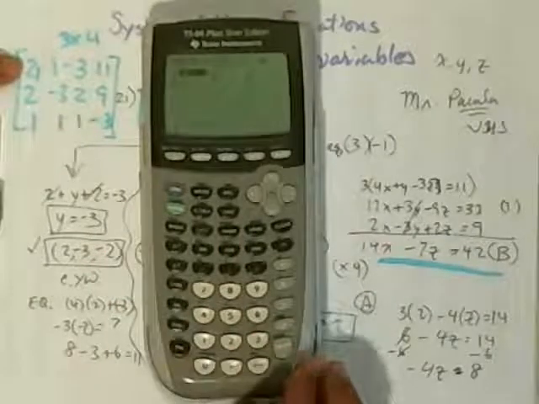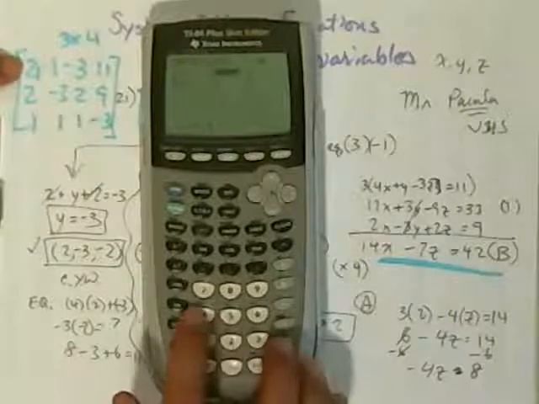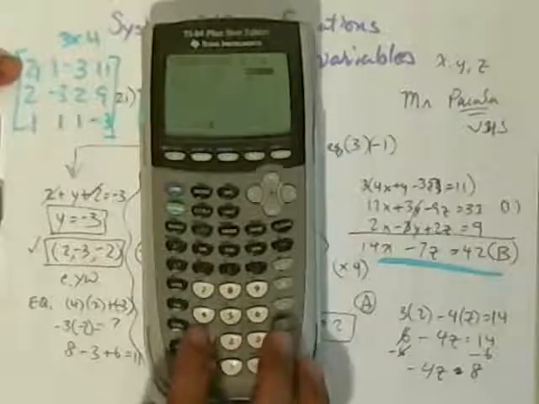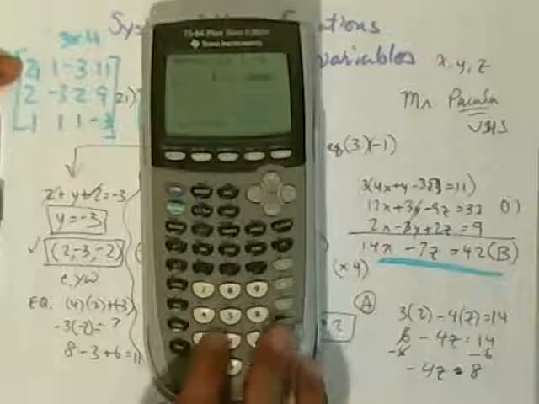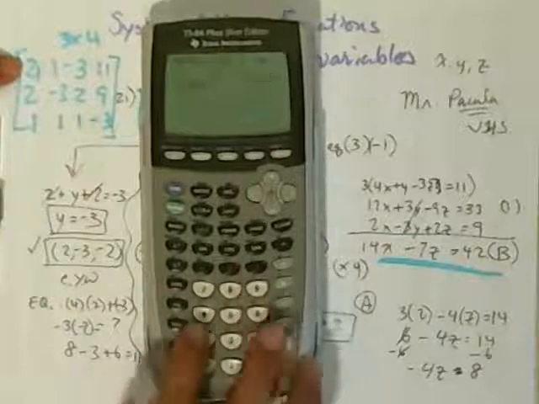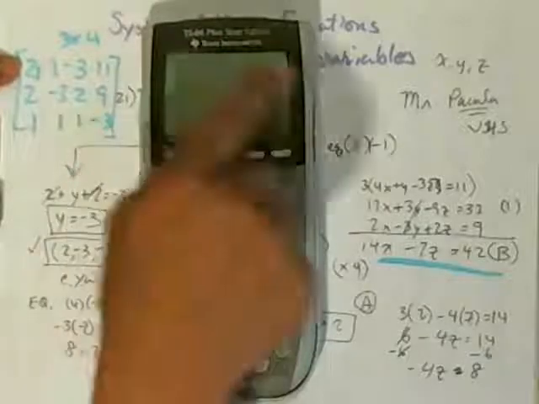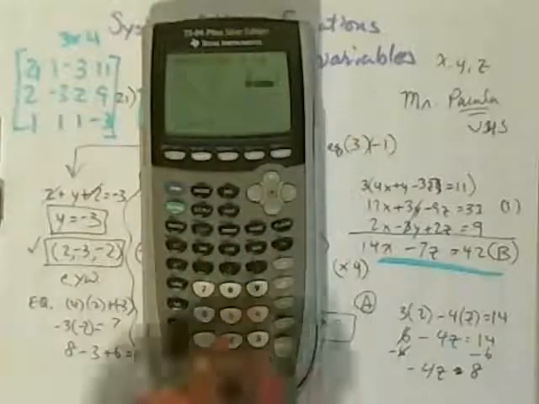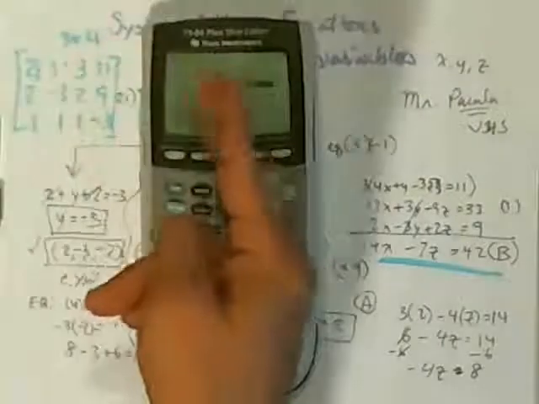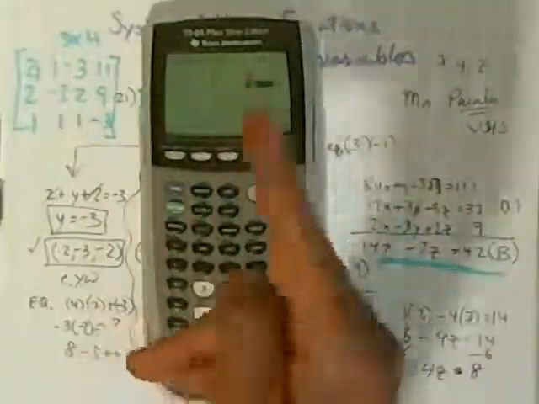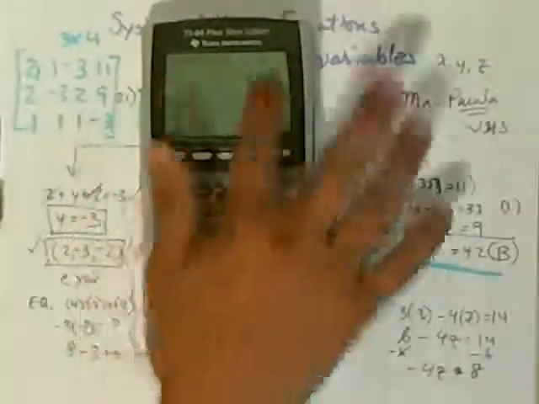I'm going to put in all this information. 4, enter, 1, enter, negative 3, enter, 11, enter, 2, enter, negative 3, enter, 2, enter, 9, enter, 1, enter, 1, enter, 1, enter, negative 3. There we go. I went a little bit fast on this. Every time you enter, it goes to the next column, next column, next column, until you get through all of these rows.